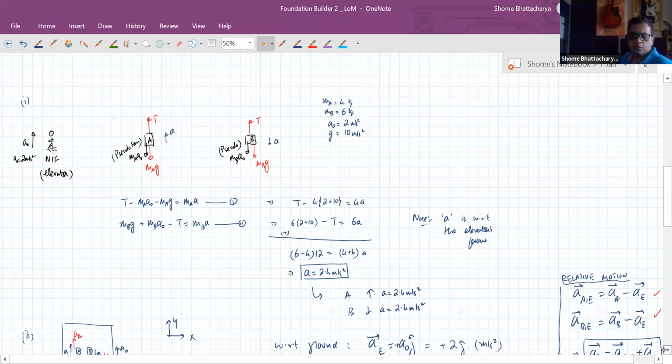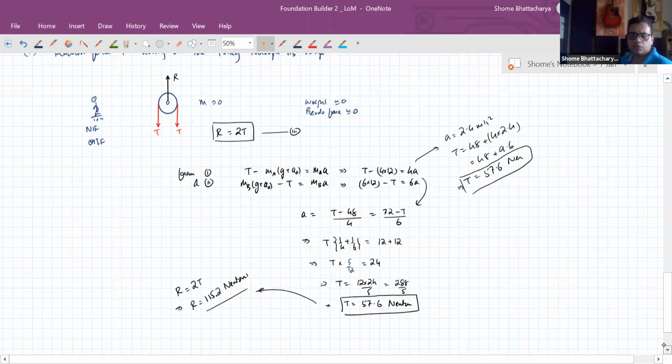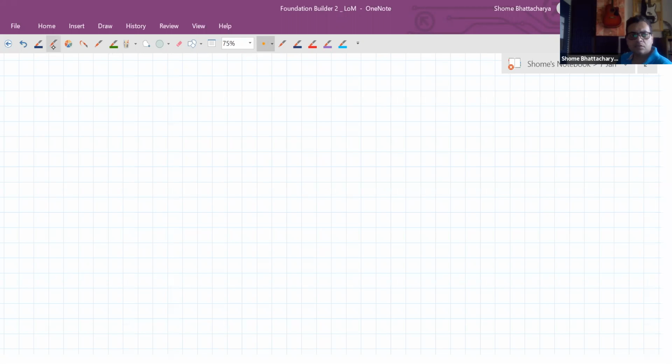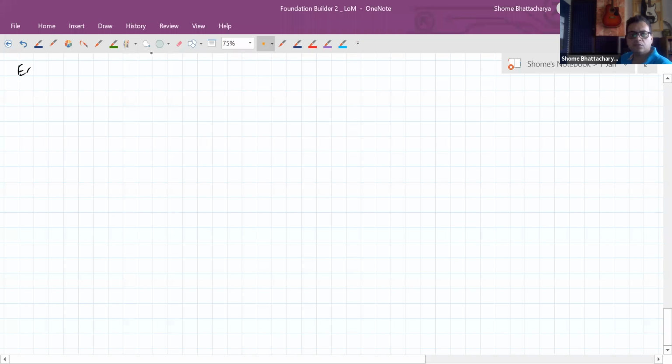Okay, so now gradually we'll increase the variety of questions, including this pseudo force concept. Next we will see a more interesting problem where we have a horizontally accelerated frame, like imagine a vehicle or something.